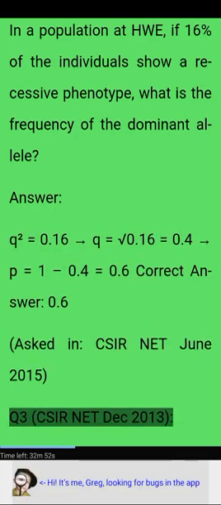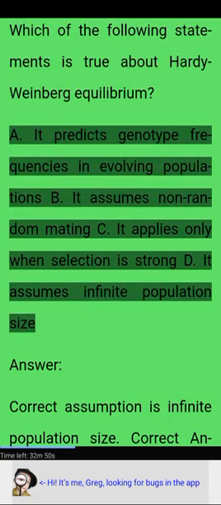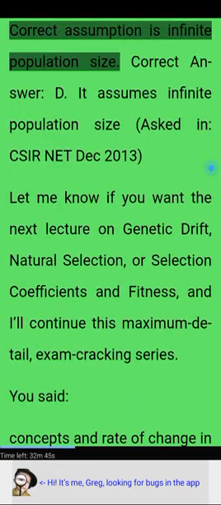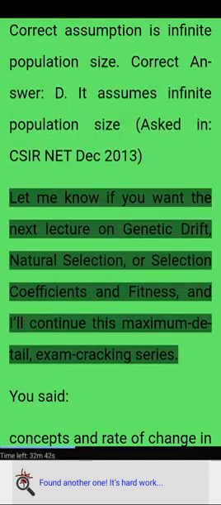Q3, CSIR NET December 2013. Which of the following statements is true about Hardy-Weinberg equilibrium? A. It predicts genotype frequencies in evolving populations. B. It assumes non-random mating. C. It applies only when selection is strong. D. It assumes infinite population size. Answer. The correct assumption is infinite population size. Correct answer, D. It assumes infinite population size. Asked in CSIR NET December 2013.